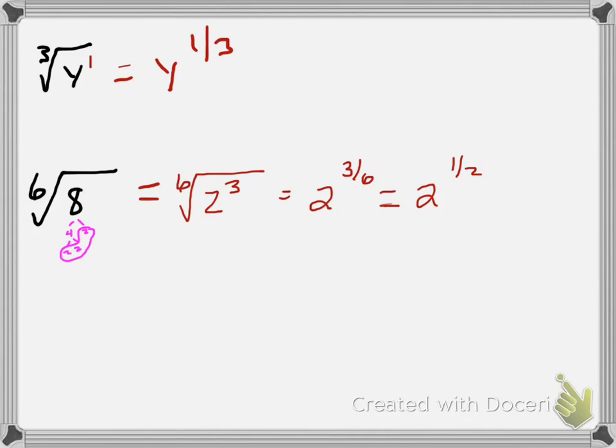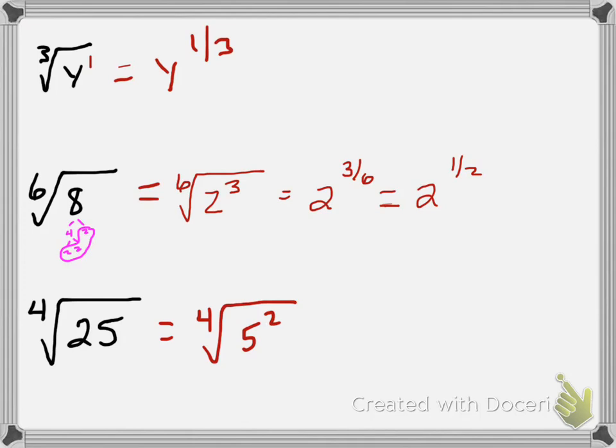I want you to try a couple. I want you to try the 4th root of 25. The 4th root of 25 is equal to the 4th root of 5 squared, which is 5 to the 2/4, which is 5 to the 1/2.